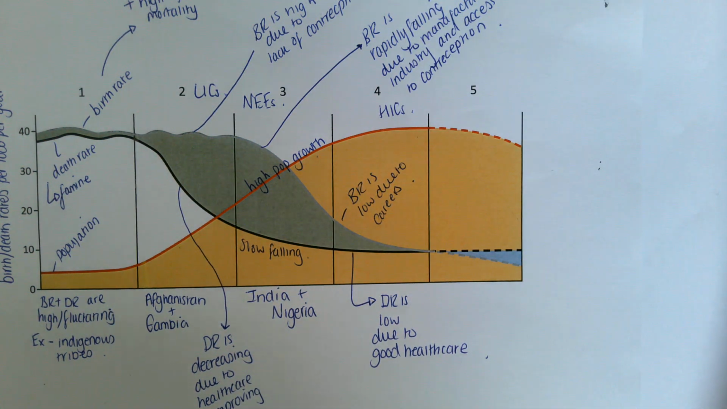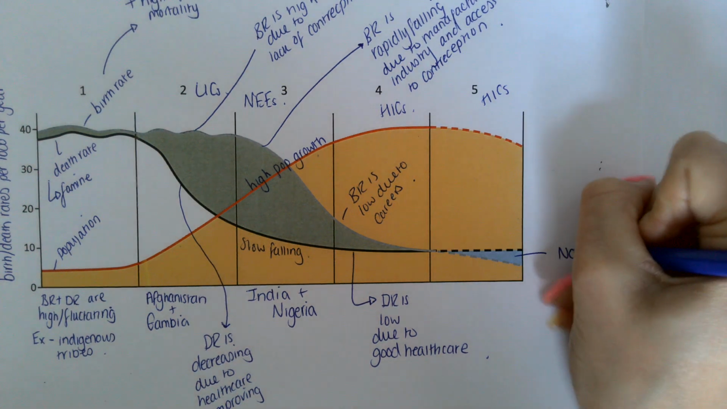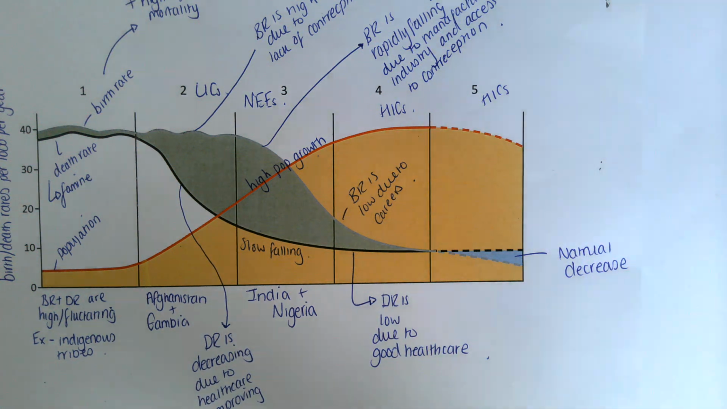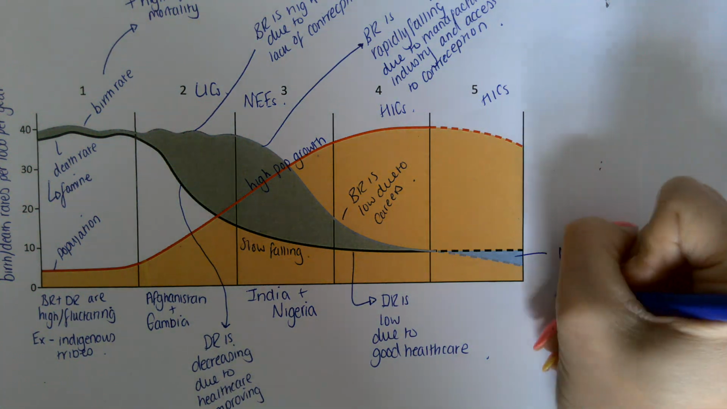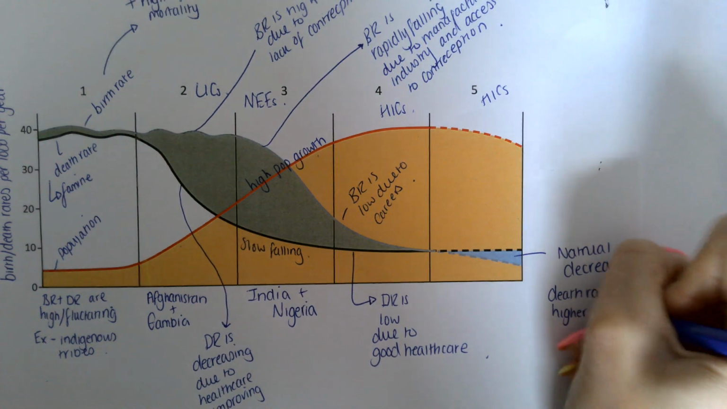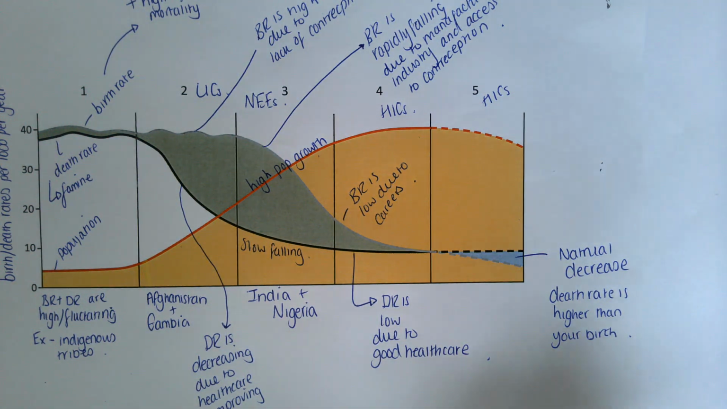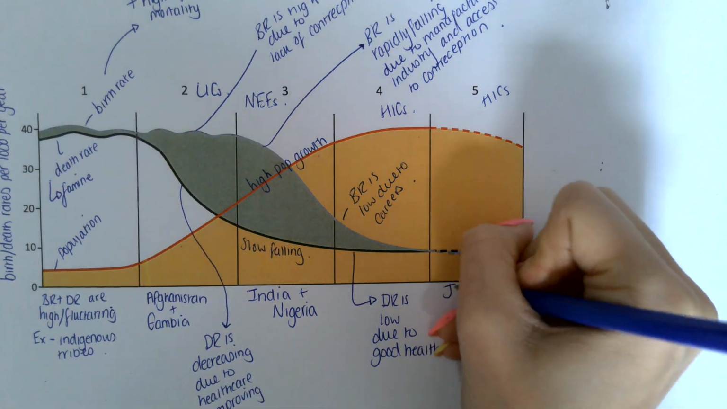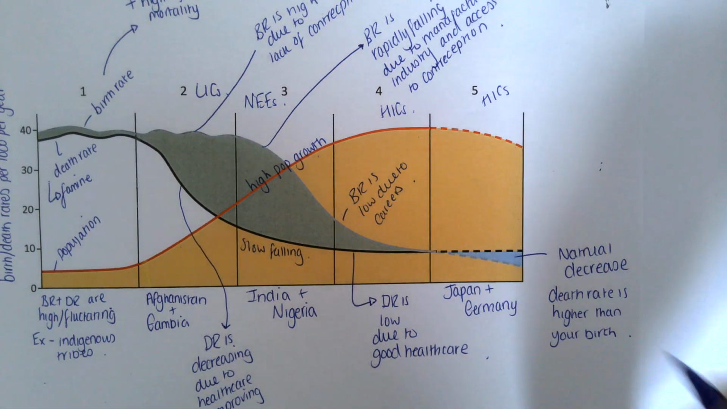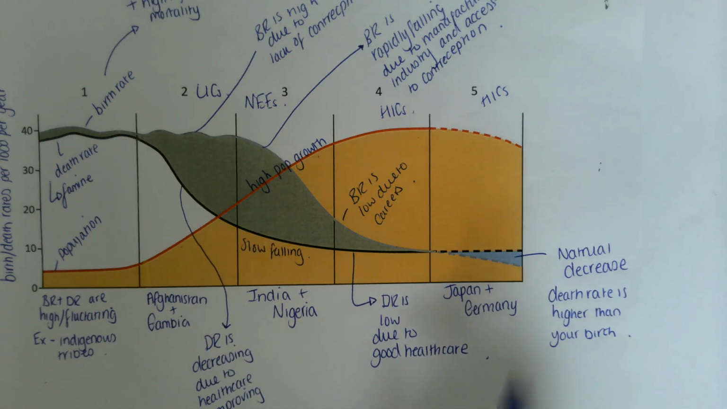Okay, then we get into stage 5, which you still have your HICs, but you have this area here, which is called natural decrease. And natural decrease is the opposite to natural increase. So it is when your death rate is higher than your birth rate. Some countries that we might find here are like Japan and Germany. We are moving into stage 5 as well. The UK, it is negative. Your population is decreasing here, as you can tell.